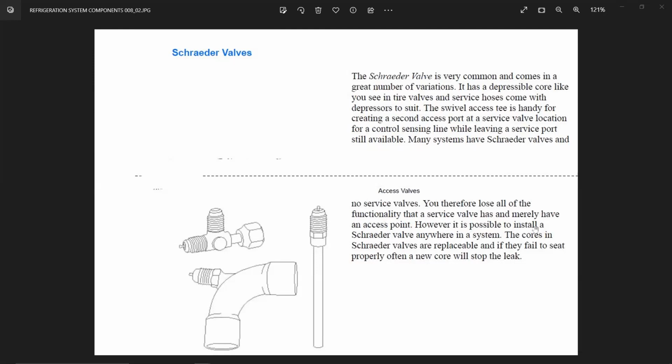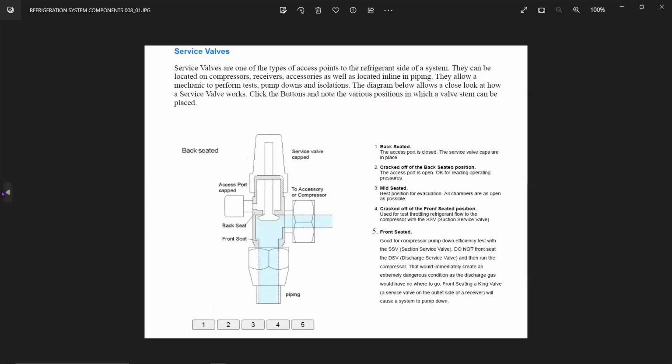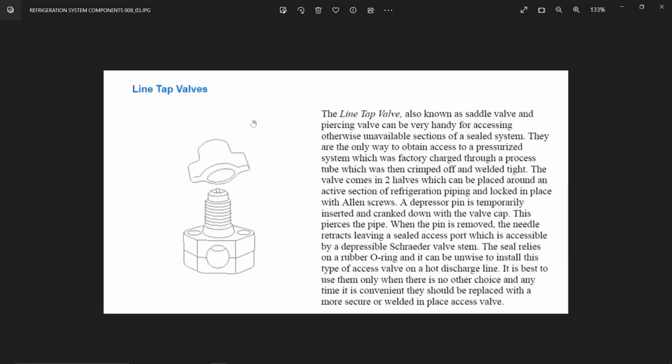However, it is possible to install a Schrader valve anywhere in the system. The cores of the Schrader valve are replaceable, and if they fail to seal properly, a new core will stop the leak. तो एक नया core भी मिल जाता है. The other type of valve is the line tap valve.